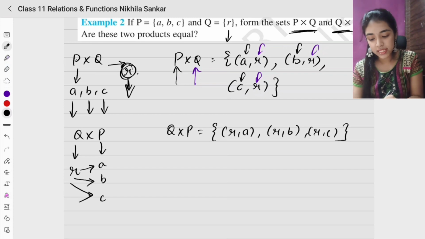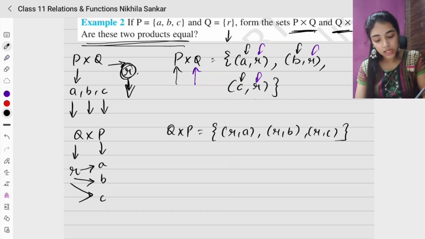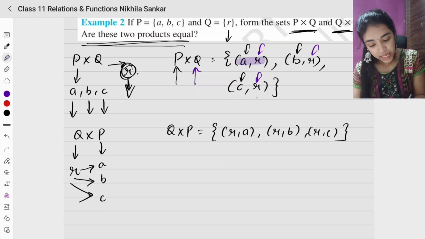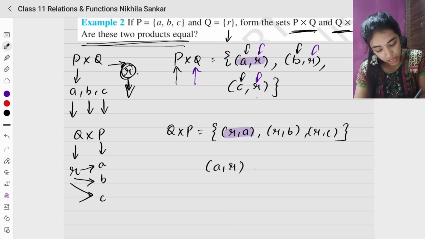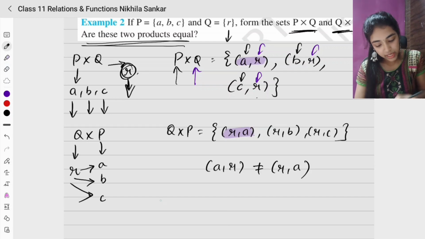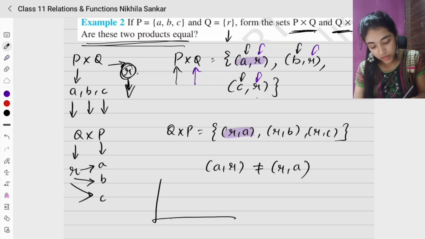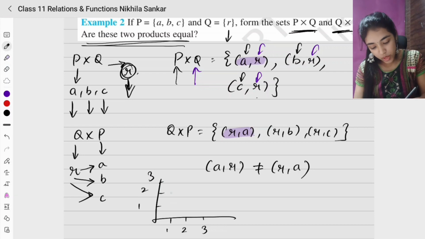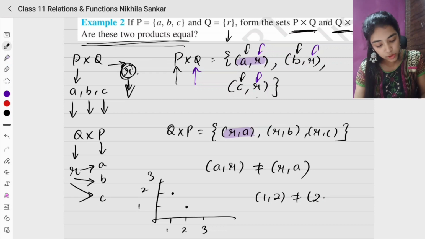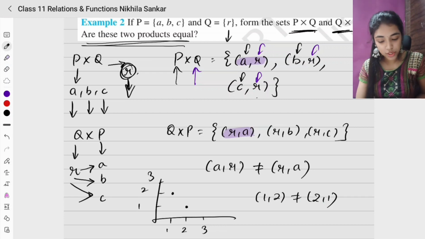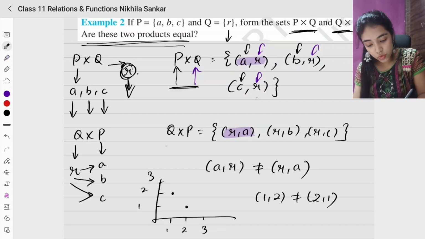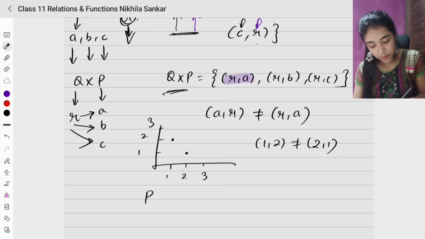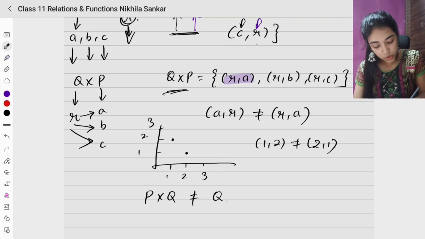Now they're asking, are these two products equal? Here I have (a, r). Here I have (r, a), and it is very clear that (a, r) is not equal to (r, a). Correct? Let's take a graph. In a graph you have 1, 2, 3 on each axis. So (1, 2) is over here and (2, 1) is over here. So (1, 2) is not equal to (2, 1). Am I right? So this is not going to be the same. So I see that P cross Q is not equal to Q cross P.